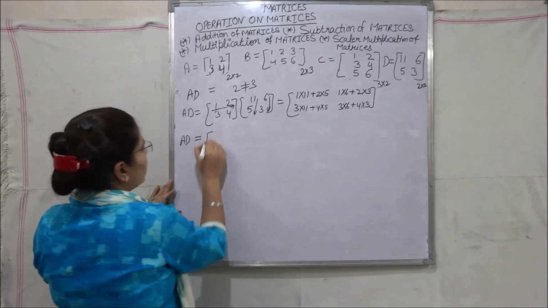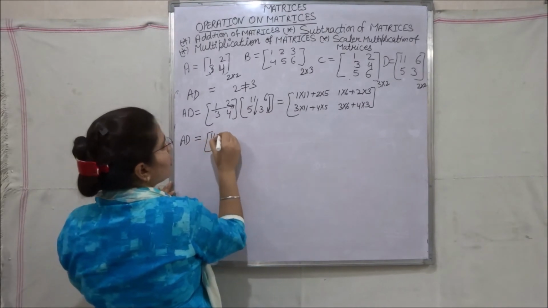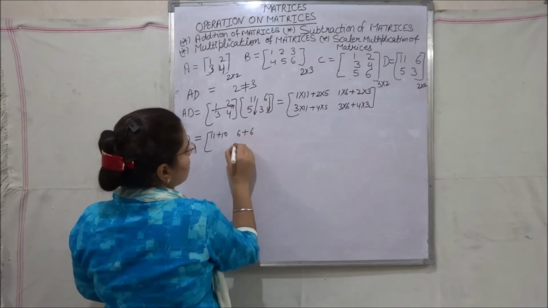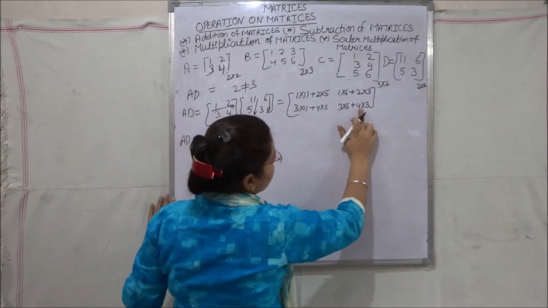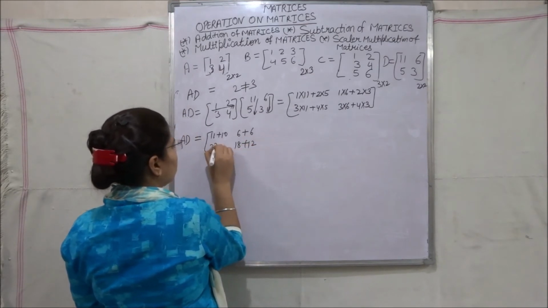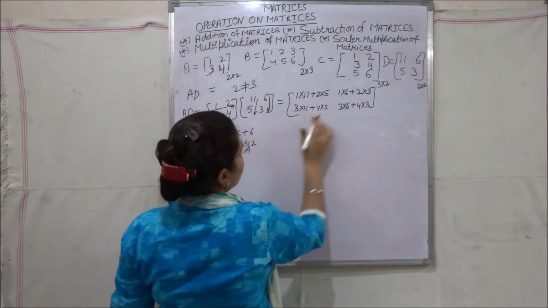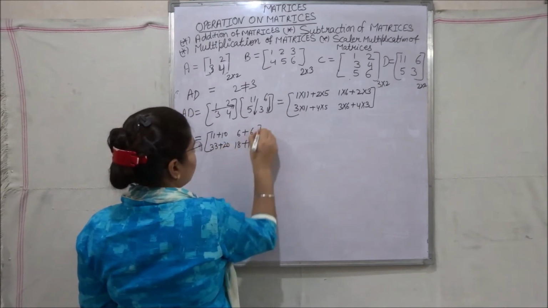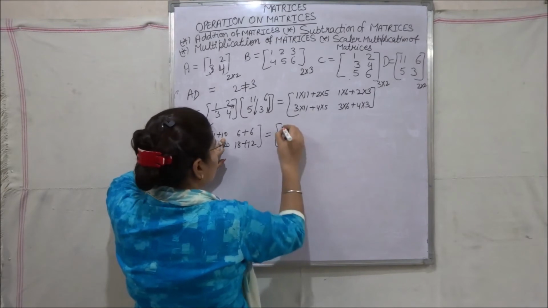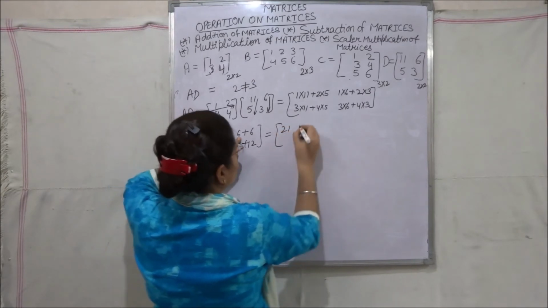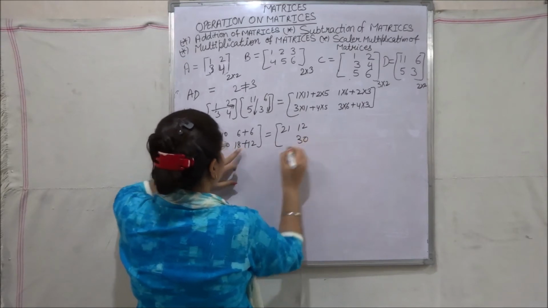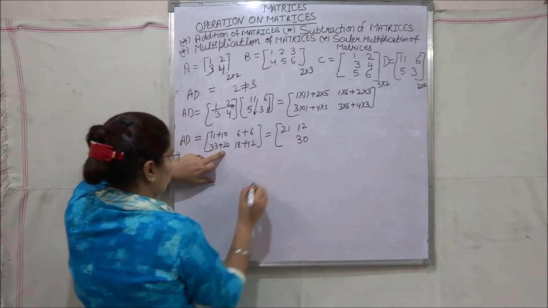So after solving, 1 into 11 is 11 plus 5 twos are 10. 6 plus 6. 6 threes are 18, 4 threes are 12. 11 threes are 33 plus 5 fours are 20. 11 plus 10 is 21. 6 plus 6 is 12. 18 plus 12 is 30. 33 plus 20 will be 53.